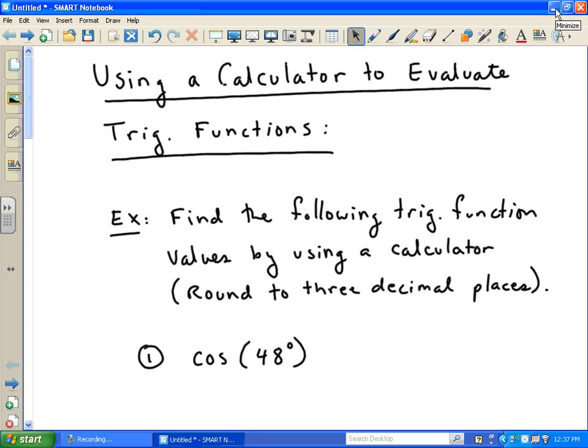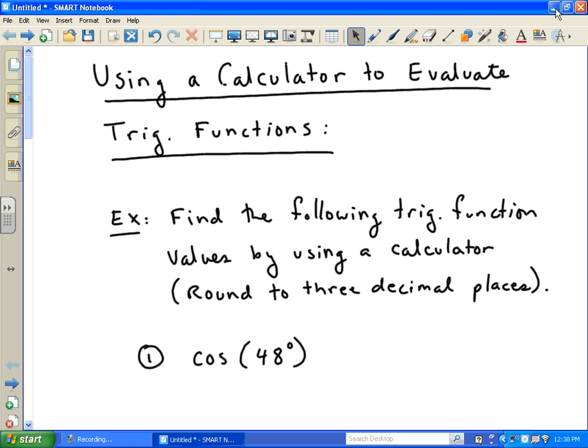The next topic I would like to discuss is using a calculator to evaluate trig functions. On your exams, if you are asked to find a trig function value for an angle that you know, such as a 30-degree angle, 60-degree angle, 45, or any quadrantal angle, then I would expect you to be able to do those without a calculator.